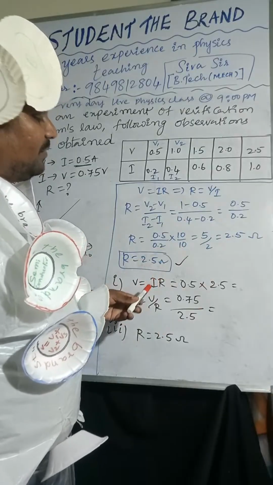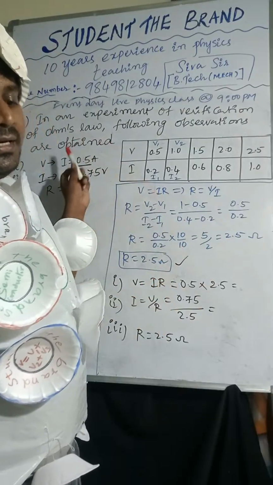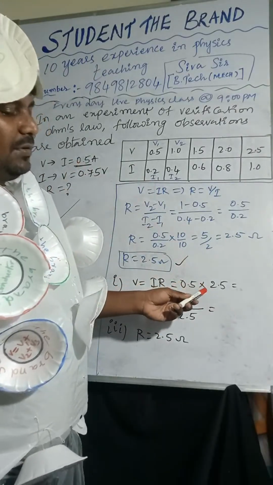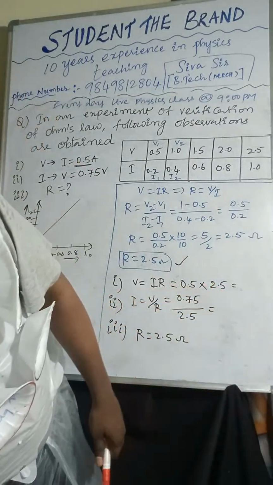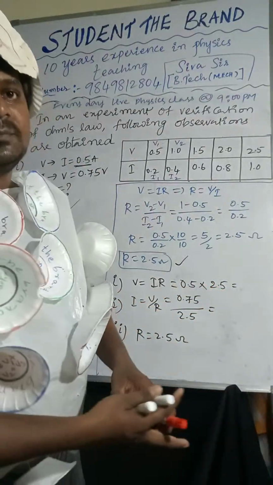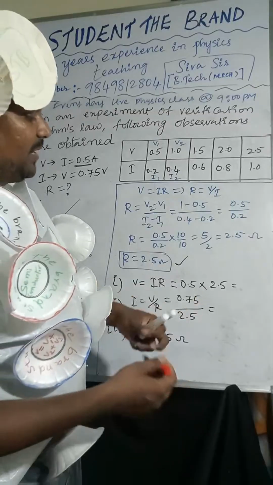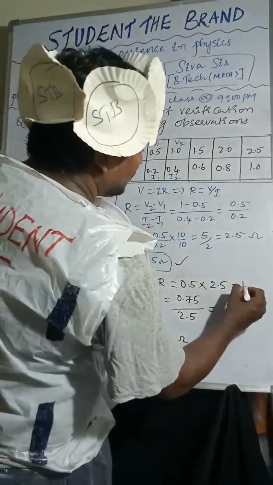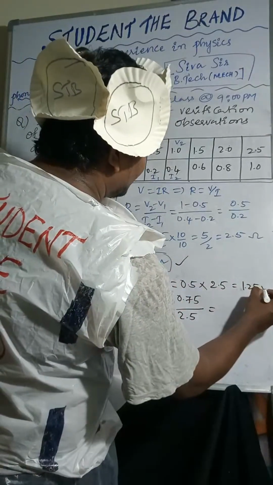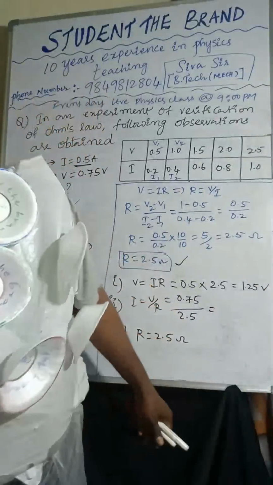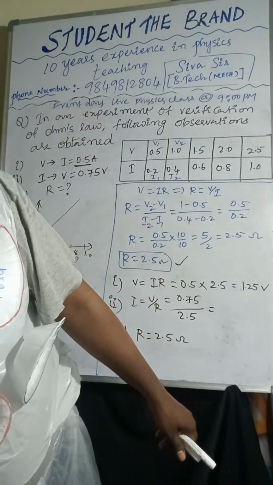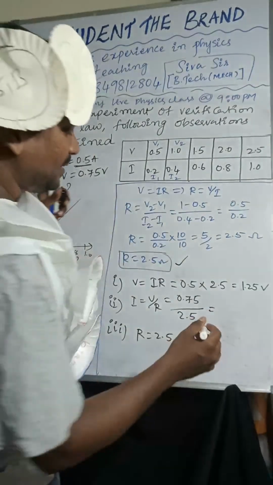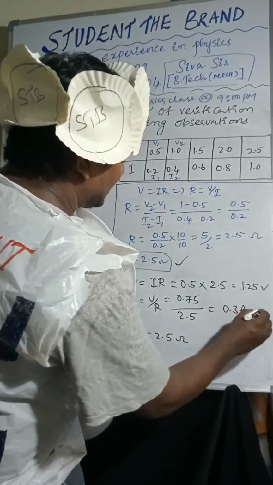Now we need to find the V value when the current is given as 0.5. How much will you get if you multiply 2.5 into 0.5? You will get 1.25. Potential difference is in volts. And the I value is V by R. How much will you get for the I value? 0.3 ampere. Is it correct or not?